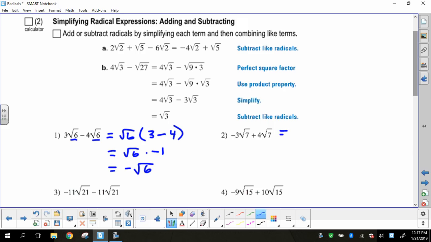So in the second problem, again, we have a common factor of the square root of 7, so we can use the distributive property here and write it this way. And negative 3 plus 4 is just 1. So we have 1 times the square root of 7, which is just the square root of 7.